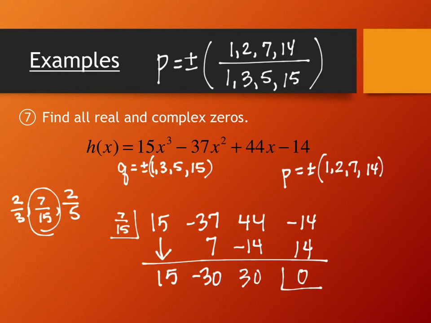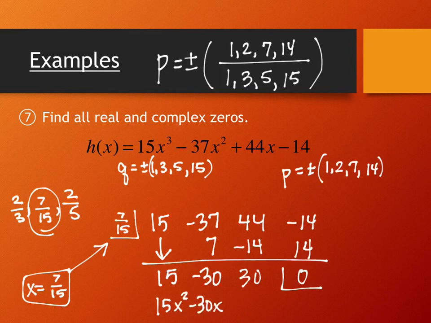So what does it mean? Well, it means I found one of the rational zeros. Agree? Or one of the zeros, period. It was a rational one. It means that x equals 7/15 is in fact a 0. And the other thing that happens on this one is that the piece that ends up at the end, which is 15x squared minus 30x plus 30, is actually pretty friendly. In particular, notice that they all divide by a single number. What number? 15. So I could factor a 15 out of this.